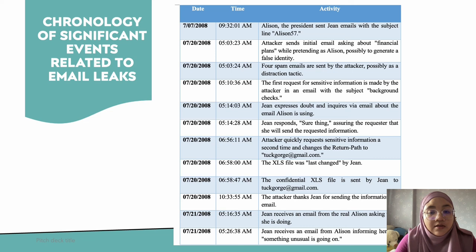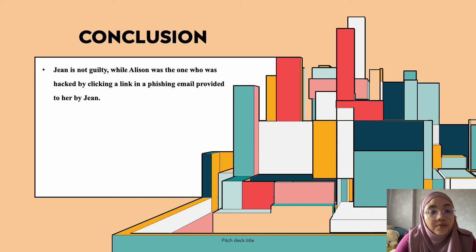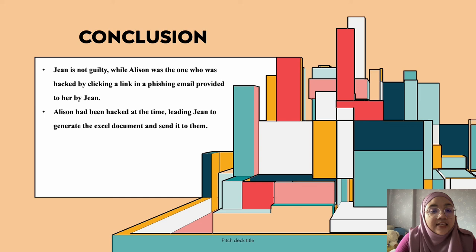Next is the conclusion. We can say that Jen is not guilty, while Alison was the one who was hacked by clicking a link in the phishing email that was provided to her. Alison had been hacked at the time, leading Jen to generate the Excel document and send it to them. Until now we don't know whether Jen or Alison sent this private information to the firm's competitor. Thank you.